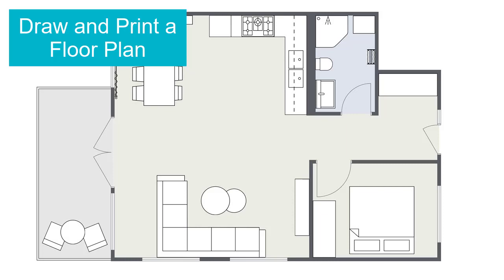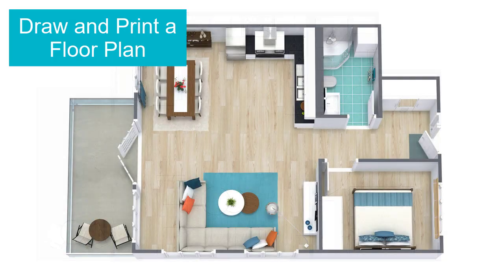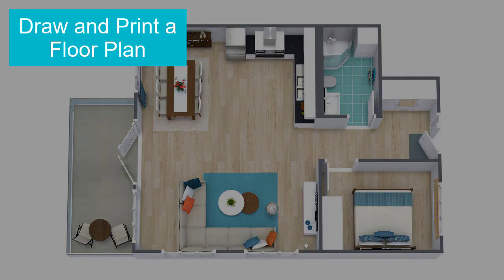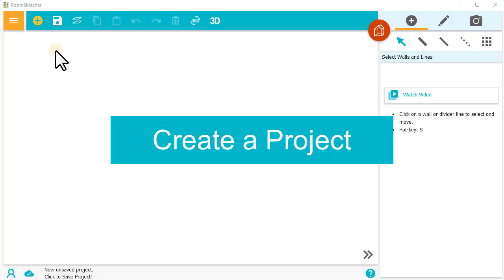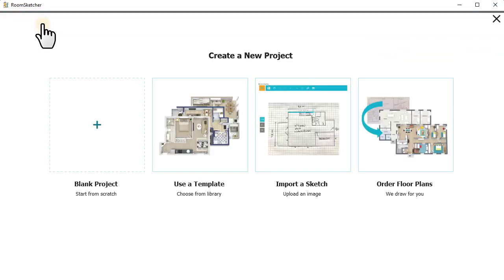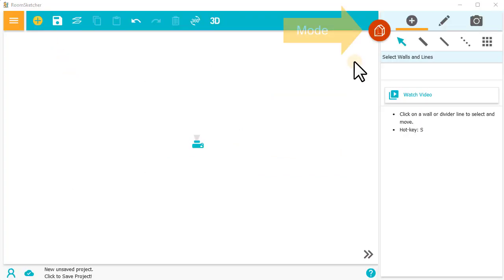In this video, I'll show you how to draw and print a floor plan using the RoomSketcher app. To create a project, click New Project and then Blank Project. This is the Mode button, where you choose which mode or layer of the project to work on.